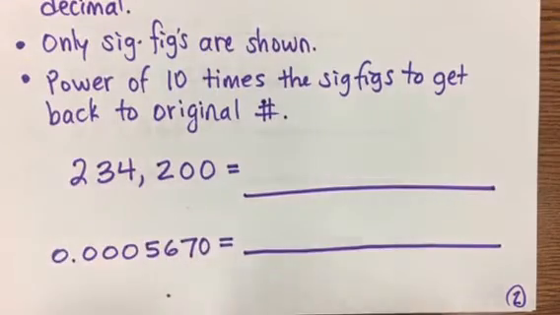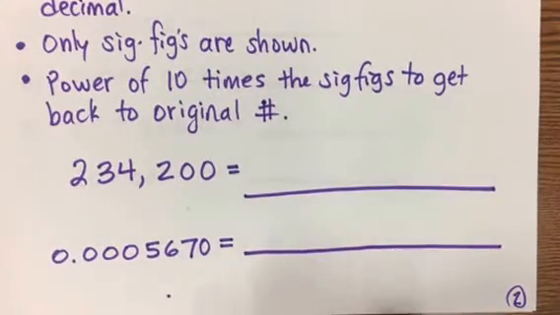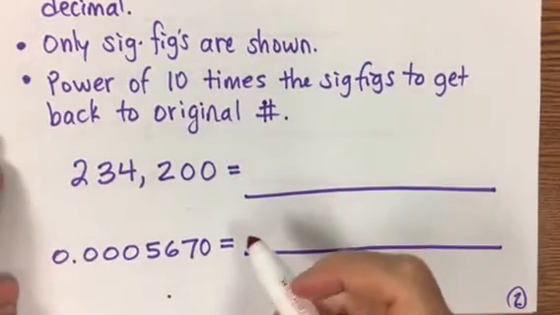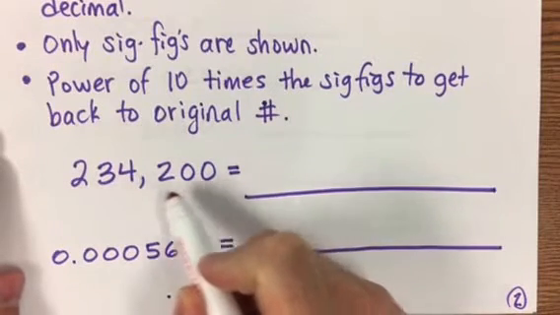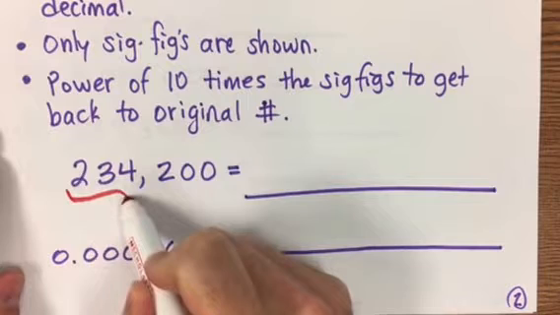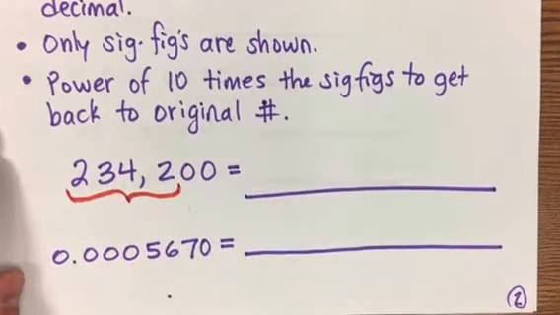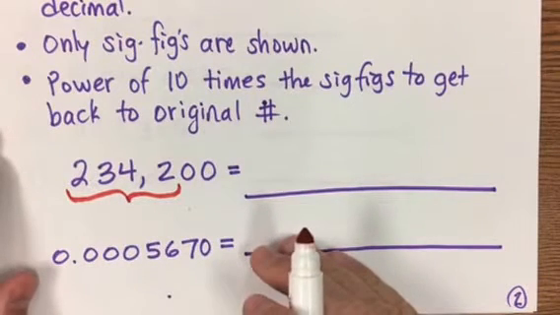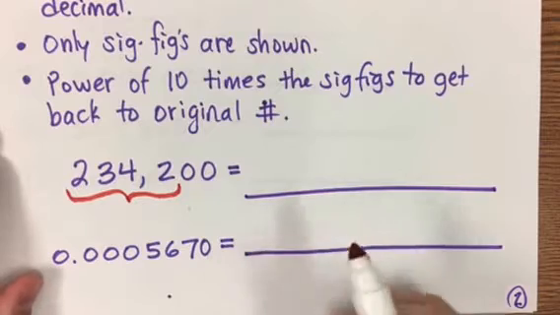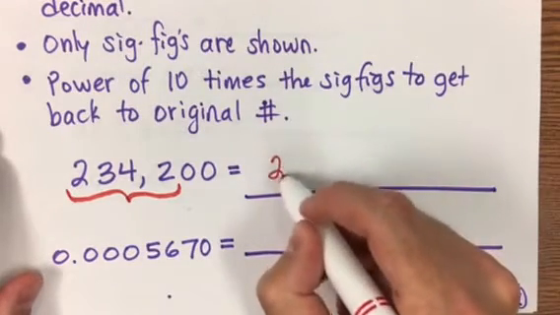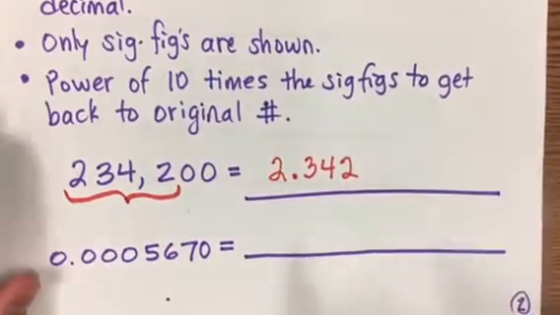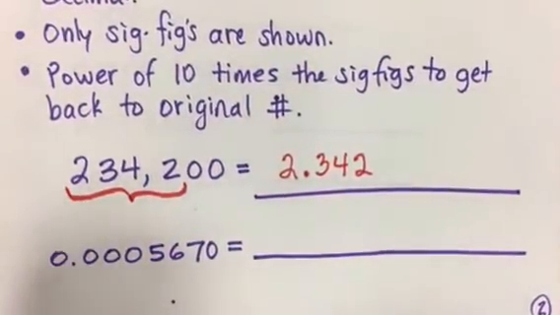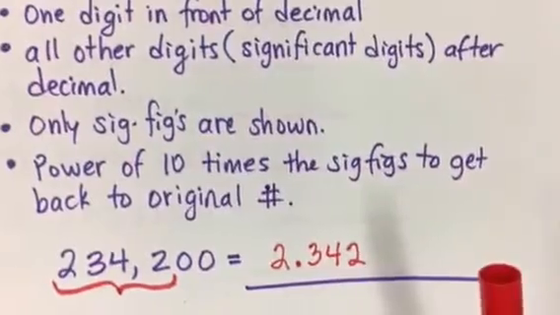234,200. The first thing we need to ask ourselves is, what are the significant figures here? Are these two zeros significant? The answer is no. So the only significant figures here are these four. So when we write our significant figures out in scientific notation, we're going to write 2.342.